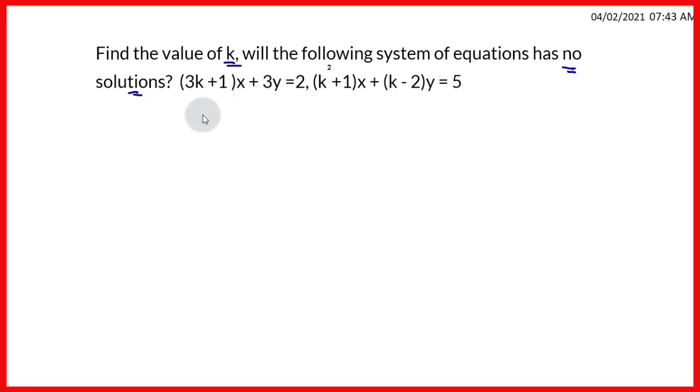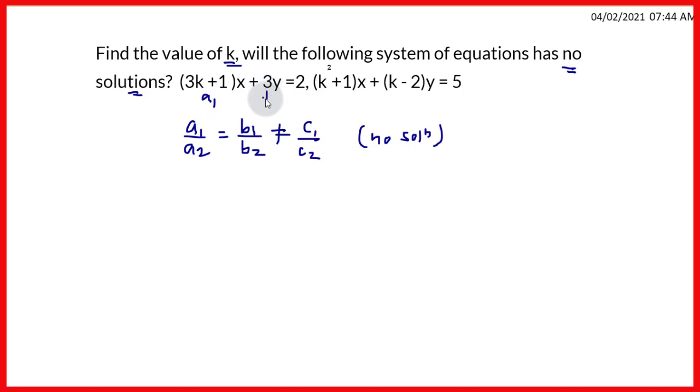And friends, we know that for no solution the condition is what? A1 upon A2 is equal to B1 upon B2 is not equal to C1 upon C2. This is the condition for the no solution. What is A1? Here this is the coefficient of x, A1, in the first equation. Coefficient of y is B1, and the constant term is C1. Here the coefficient of x in the second equation will be A2. This will be B2 and this constant term will be C2.